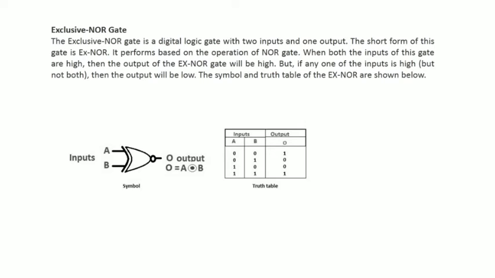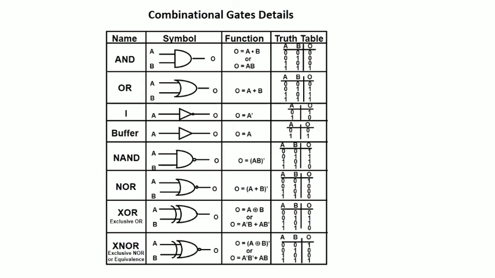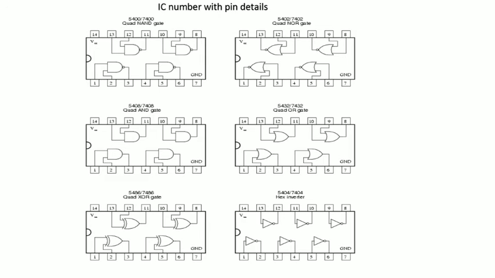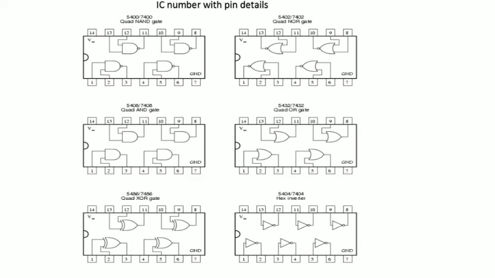Now further we'll proceed to the total combinations of the gates we learned here. This is the tabular representation along with the gate name, the symbol for that gate, the function for the gate, that is the output equation, and the truth table for the gate. Similarly, the diagram represents all IC numbers with their pin details. What we learned one by one previously, the combined group photo is here.